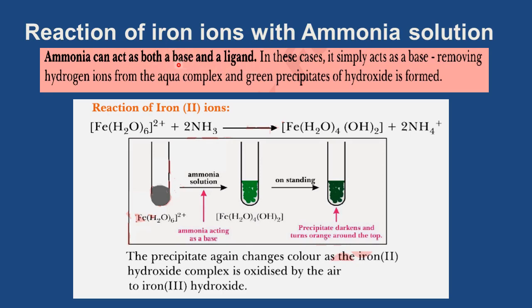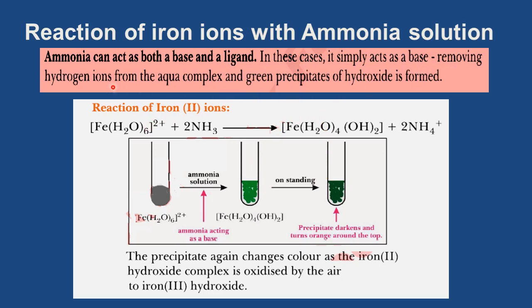And in the second case, ammonia can also act as a ligand. Means it is going to donate the lone pair to the central metal atom and over here get into the coordination sphere as ligand. But in these chemical reactions, we are simply going to study ammonia as a base, as it is going to remove the hydrogen ions from the aqua complexes and green precipitates of hydroxide are going to be formed.